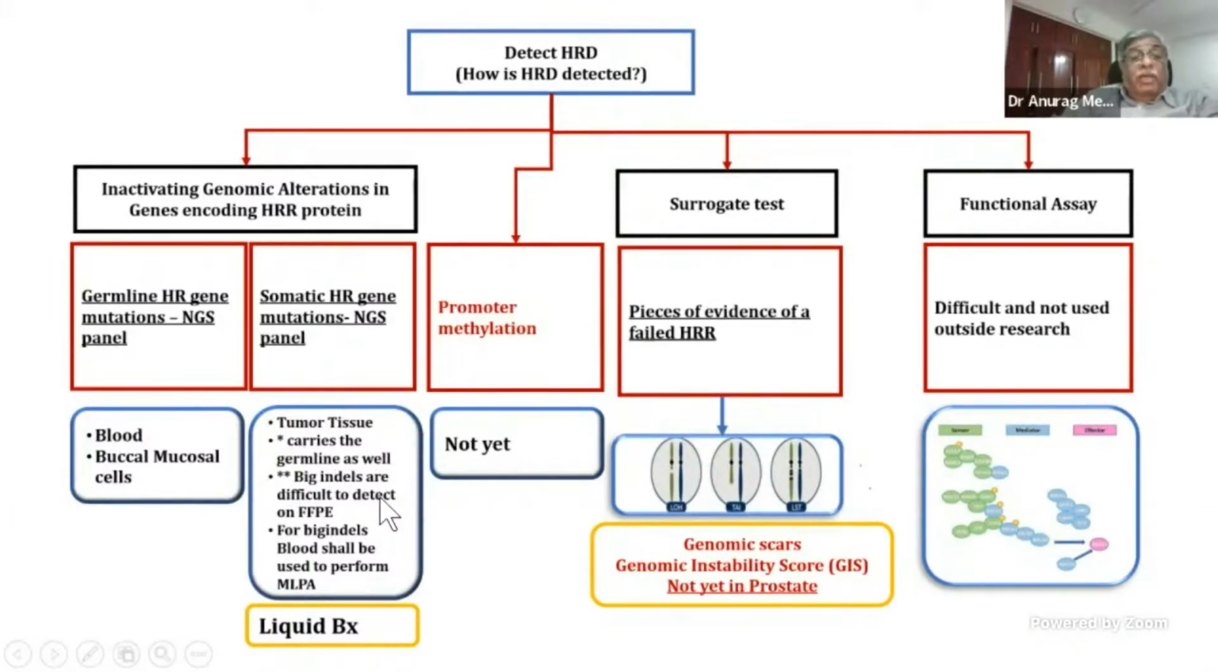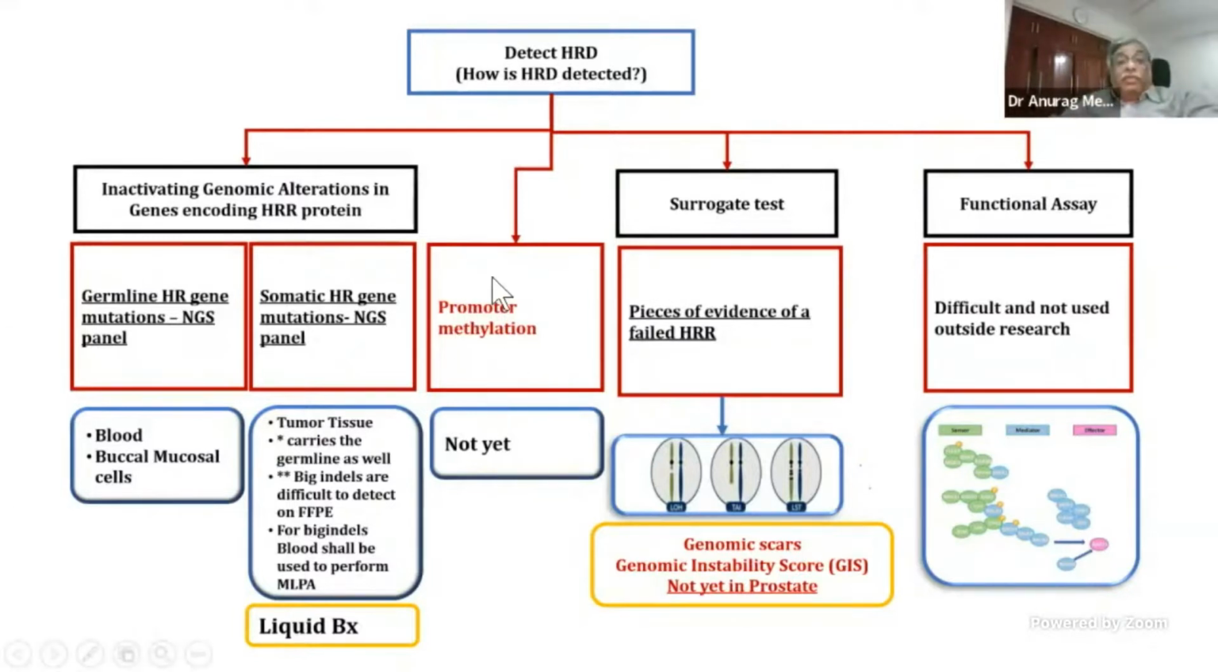It should also be remembered that in testing of tumor tissue, one may not find the big indels, or large genomic rearrangements. Big indels means big insertions and deletions. This is because the processing and preparation of a formalin fixed paraffin embedded section results in breakage of the DNA. And for big indels, one shall carry out the testing on blood using multiplex ligation probe assay to find out the big germline indels, which can then be used as a predictive marker for use of PARP inhibitor.